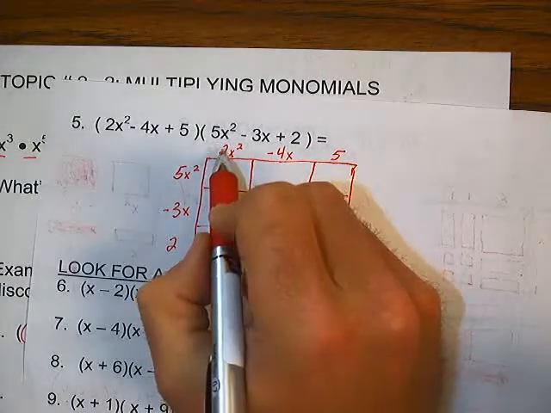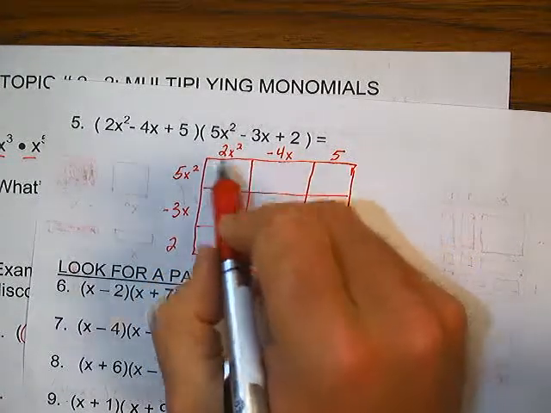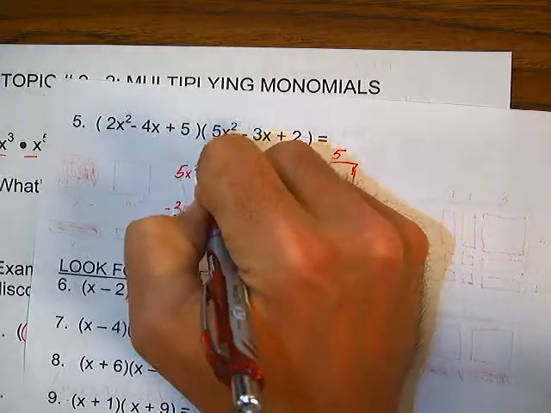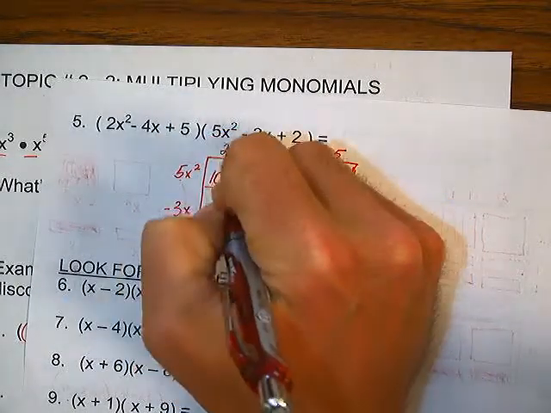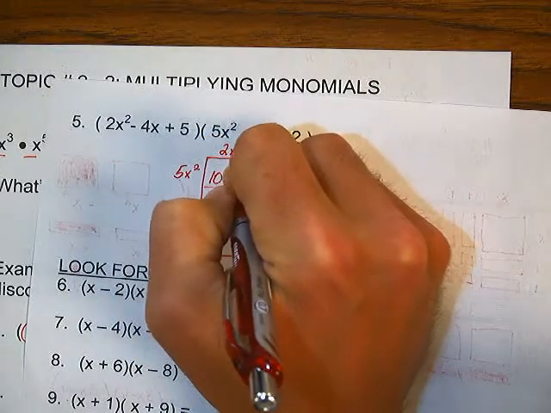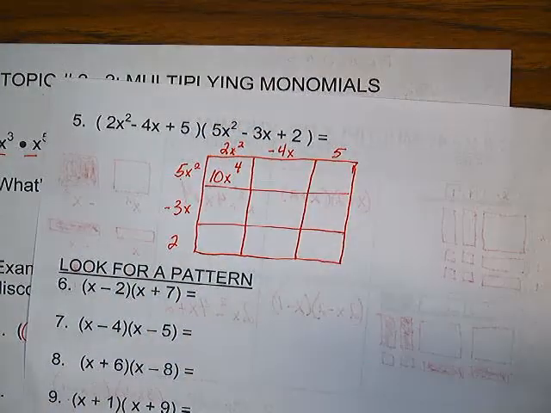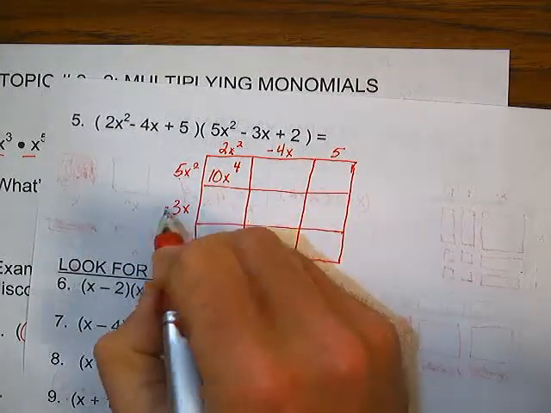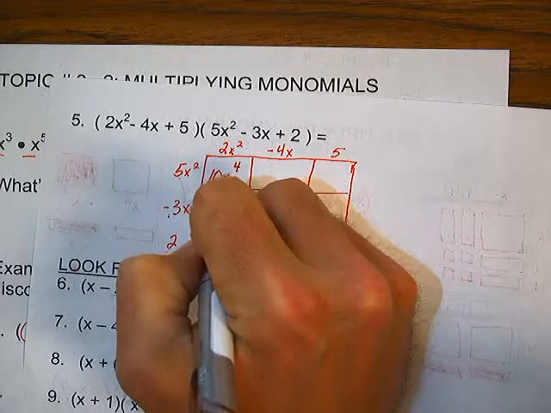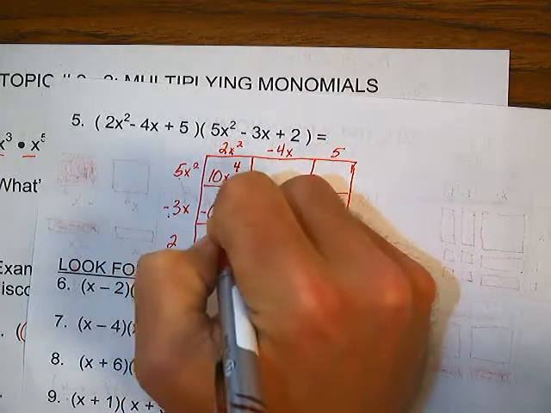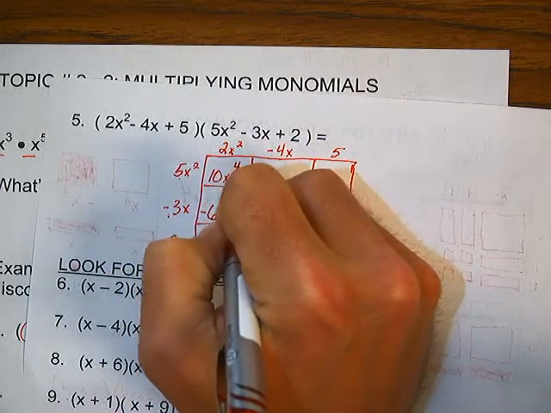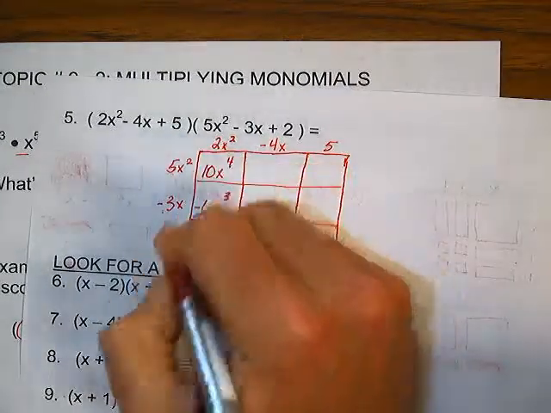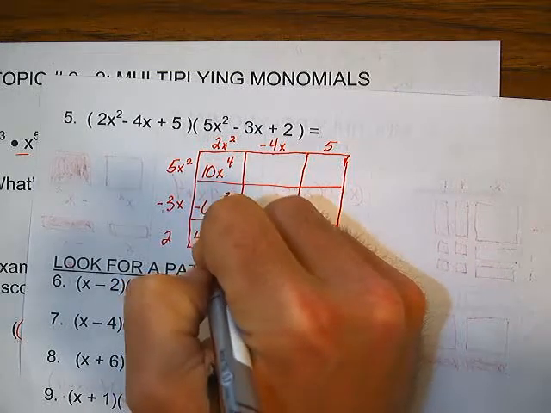Okay, now start with the 2x squared. 2x squared times 5x squared. 2 times 5 is 10. Okay, add the exponents. That'd be 2 plus 2, which is 4. Now 2x squared times negative 3x. 2 times negative 3 is negative 6. We have 2 x's there, 1 there. 2 plus 1 is 3. And then 2x squared times 2. 2 times 2 is 4. And we have x squared.